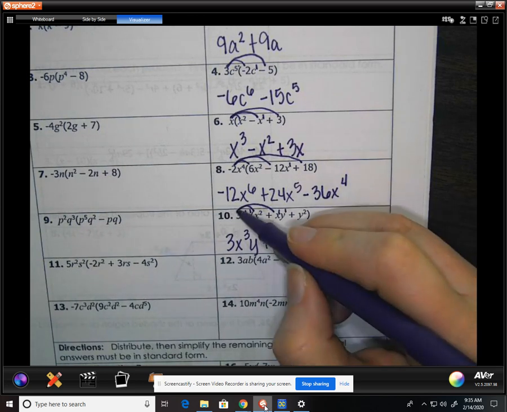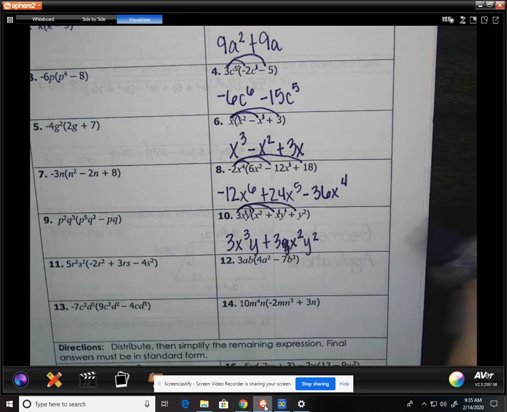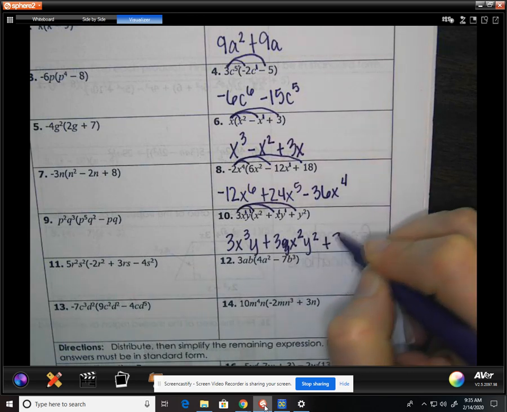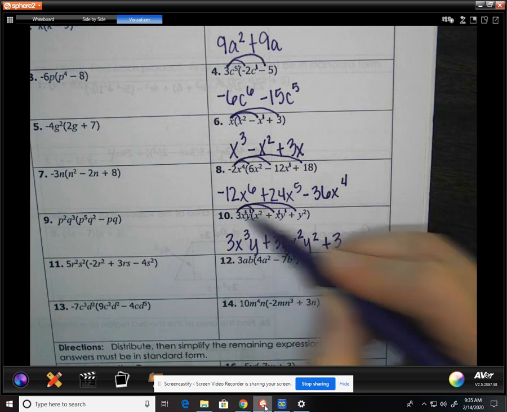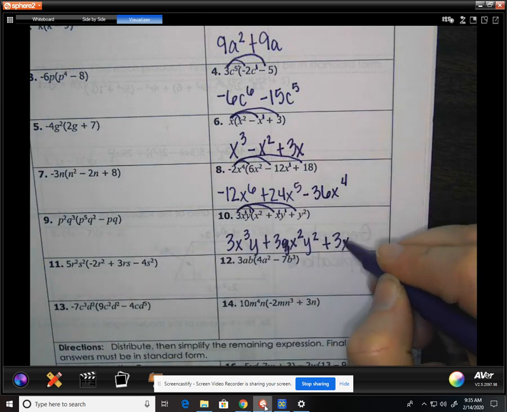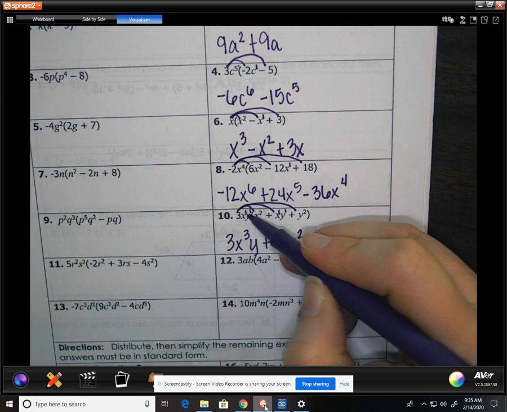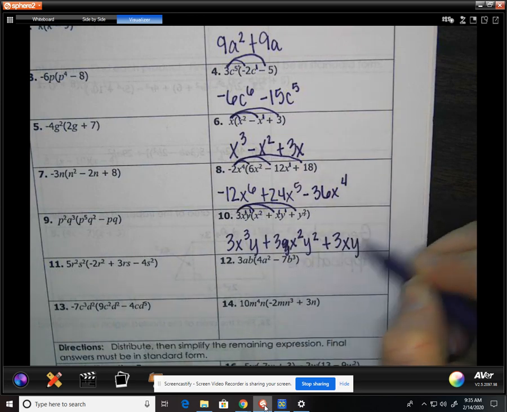Okay, the last piece says 3 times y squared. Okay, I don't have a coefficient again, so I just keep the plus 3. Now I have to start with my x's. I have an x here, but no x's here, so I keep the x. I have a y to the 1st and a y squared, so 1 plus 2 gives me y cubed.